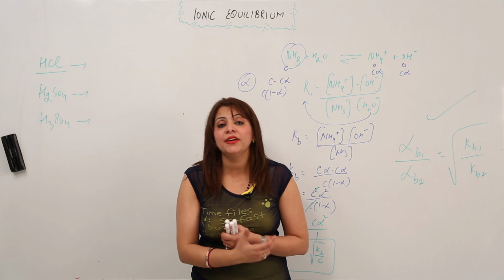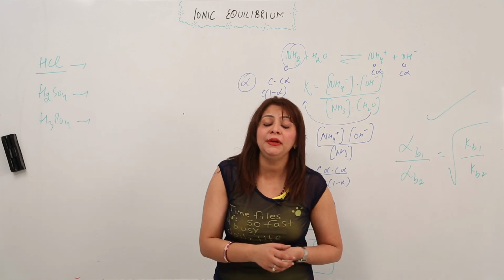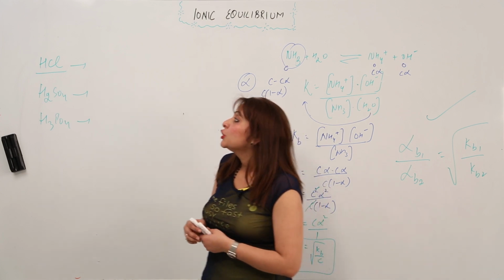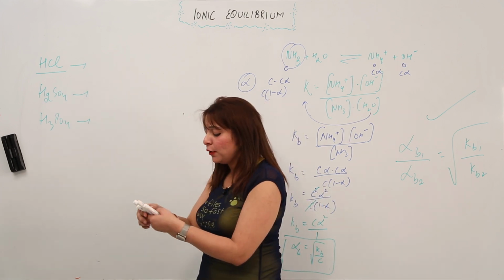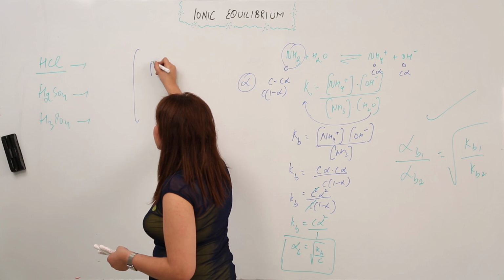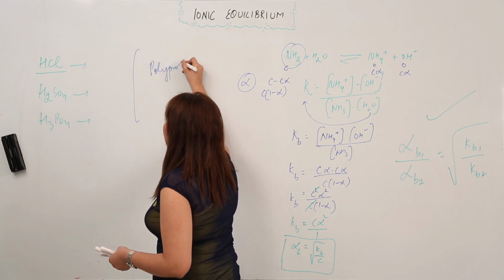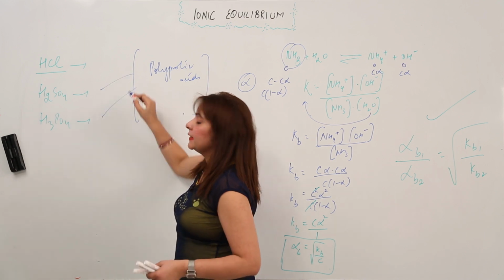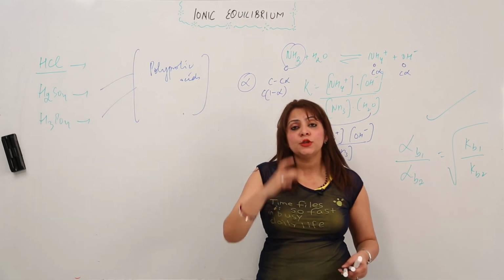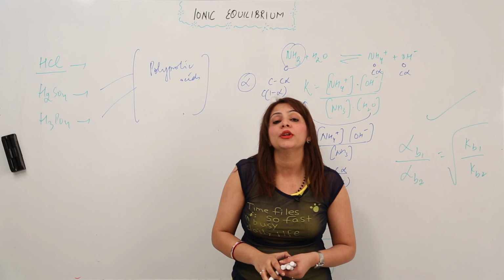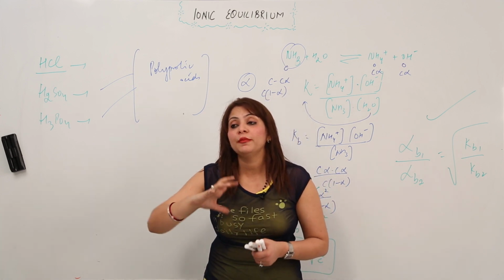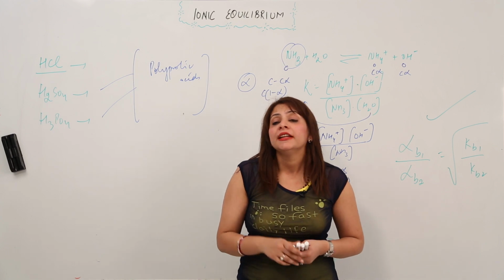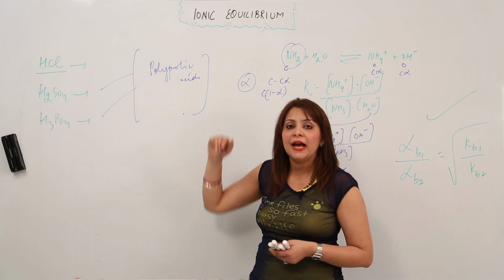Because they all are giving H ions, that means they all are acids. They belong to the same category, right? So these types of acids are called polyprotic acids. That means those acids which have a tendency to release more than one proton, or you can say more than one hydrogen ion, are said to be polyprotic acids, right?